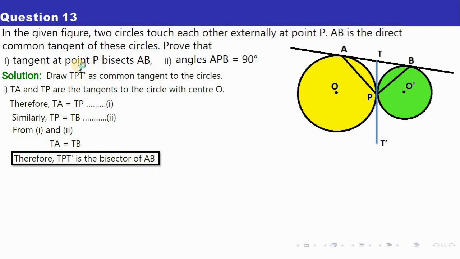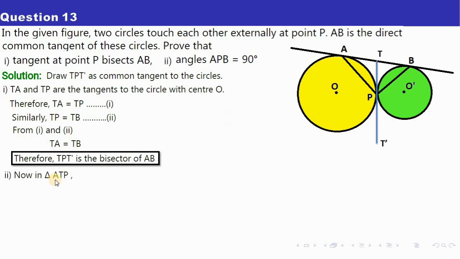Hope you are clear with this. Now let's go to the second part, that is the angle APB. Let us see which angle that is. APB means we have to find this angle. This whole angle has to be 90 degrees. That's what we need to show in this case. Let's see how to do this.